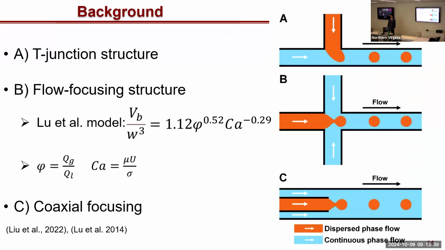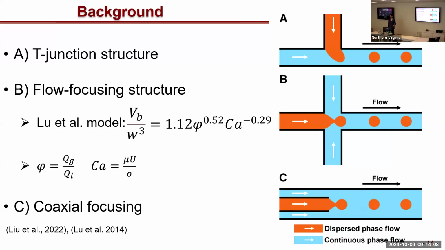And we decided to do this through the use of microfluidics. There are three common microfluidic structures. These are the T-junction structure, the flow focusing structure, and the coaxial focusing. We decided to use the flow focusing structure shown in the schematic in the middle because of its high bubble generation rate, as well as the abundance of information of models controlling bubble size from the literature.